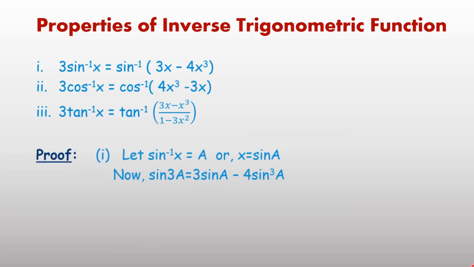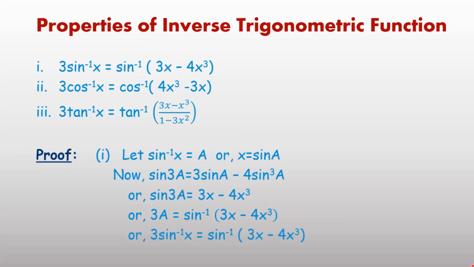Proof: same process. Let sin inverse x equal a, so x equals sin a. Since you have to prove the formula for 3 sin inverse x, now use the sin 3a formula. Sin 3a equals 3 sin a minus 4 sin cube a. Put the value of sin a in the RHS, and you will get sin 3a equals 3x minus 4x cube, or 3a equals sin inverse of 3x minus 4x cube. Put the value of a: 3 sin inverse x equals sin inverse of 3x minus 4x cube.